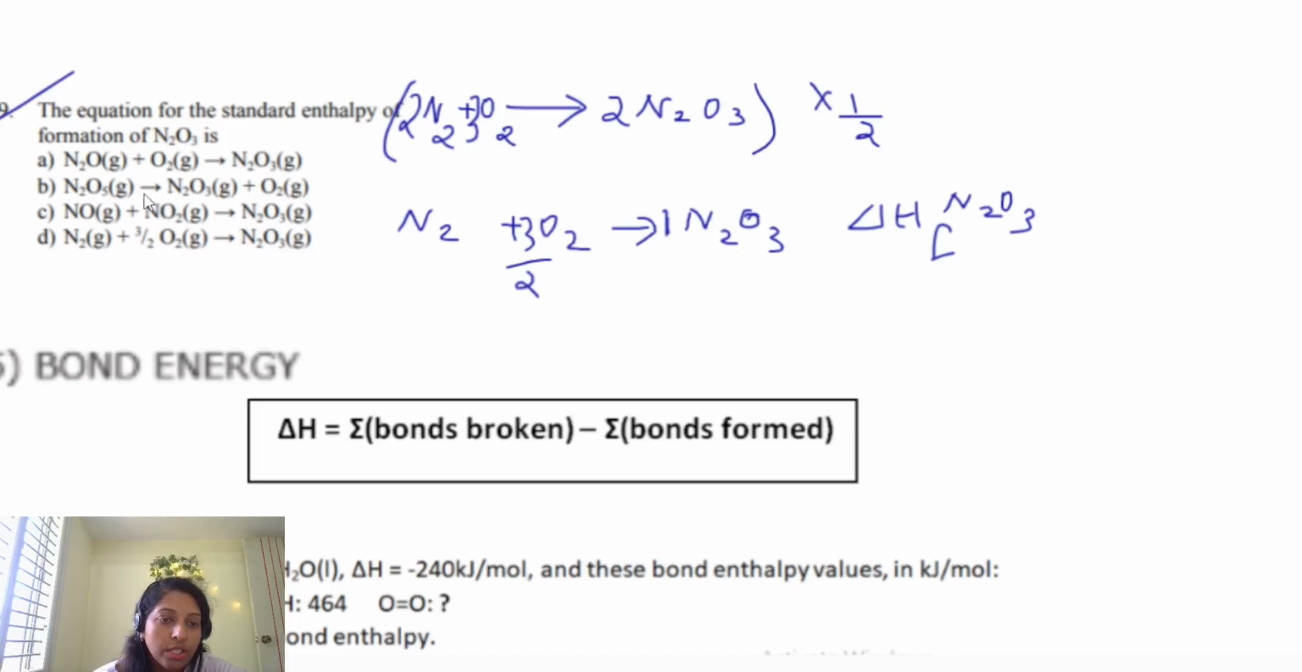So which is the option? See, N2O is involved, definitely no, this is a compound. N2O5 is again a compound, not possible. NO is again a compound. N2 and O2, those are elements. And see, make sure the coefficient of N2O3 is 1. So the D option will be the correct one.